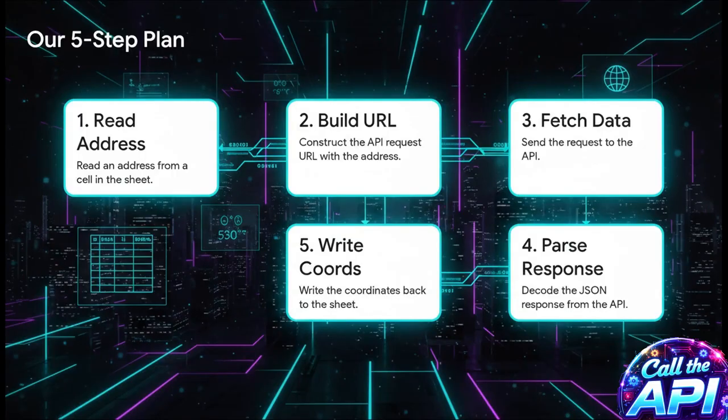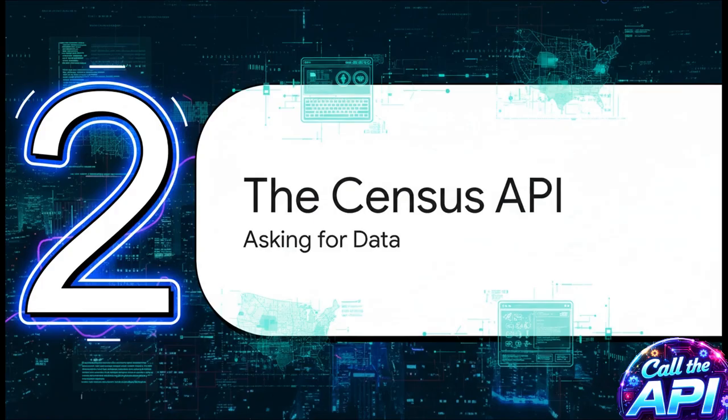And here's our plan of attack. It's a simple, logical, 5-step process. First, our script will read an address from the sheet. Second, it's going to build a special web link, an API request URL. Third, it'll use that link to go get the data. Fourth, it'll decode the answer it gets back. And finally, step 5, it'll write those shiny new coordinates right back into the sheet. See? Nice and straightforward. All right, let's dive into that first big piece of the puzzle, getting the data.